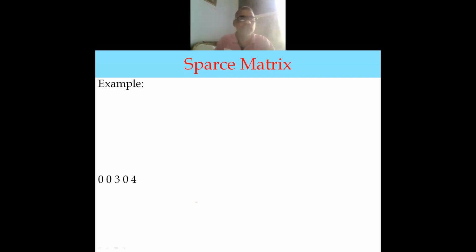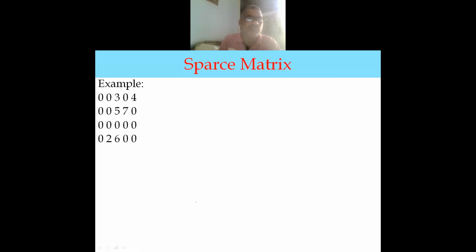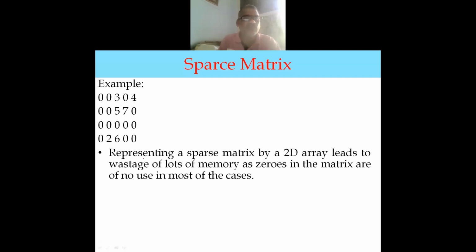For example, consider a matrix having these elements. What is the size of this matrix? We have 4 rows and 5 columns, so 4 cross 5, totally 20 elements. Out of these 20 elements, the non-zero elements are 1, 2, 3, 4, 5, 6. So only 6 are non-zero.